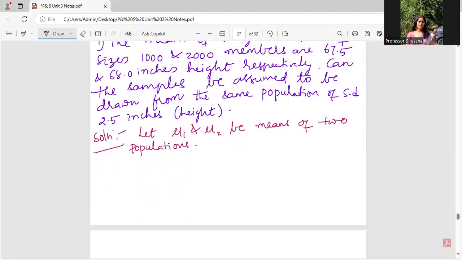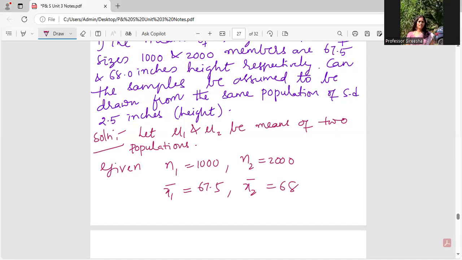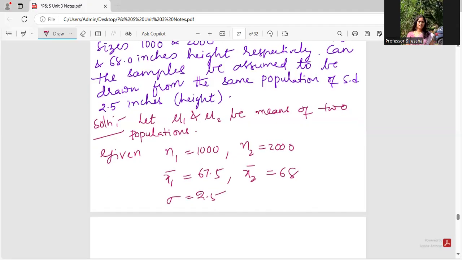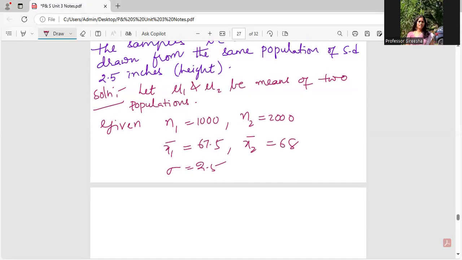Now, what's been given to me, I'll just write the data. N1 is 1000. N2 is 2000. X1 bar is 67.5. X2 bar is 68. The standard deviation, from the same population, is given as 2.5. I know the formula when it is the standard deviation of the population, and I know the formula when it is the standard deviations of the samples.